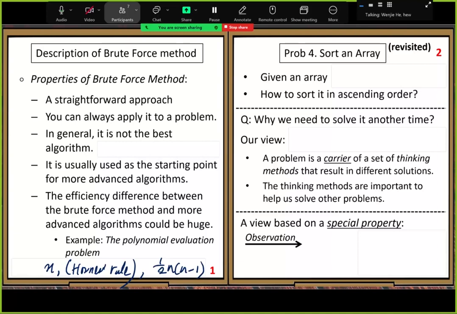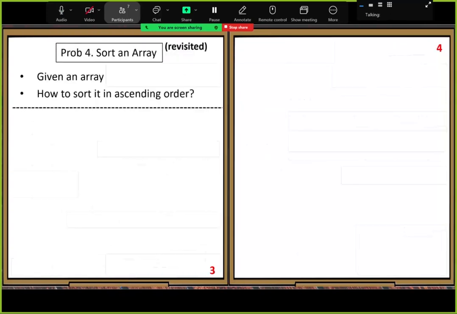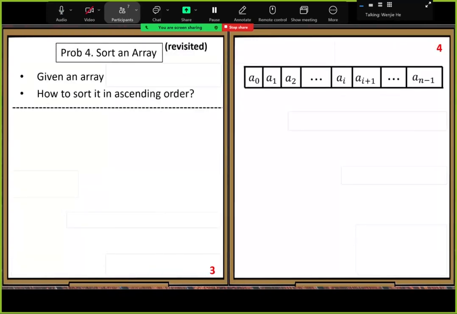We need to find a different property. What is that property? The critical property. We need to discover the critical property. So that's the insight, right? We need to get that insight, the critical property. All right. So let's draw a diagram.